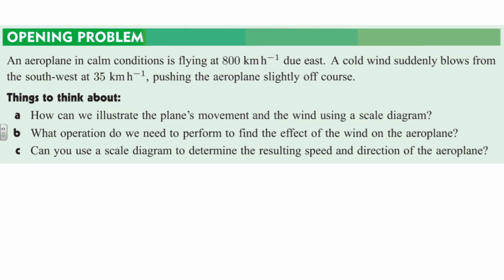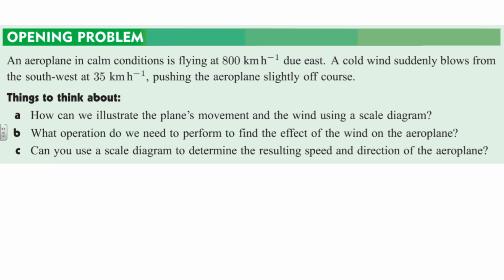So how can we illustrate the plane's movement and the wind using a scale diagram? Well, if we have a grid and we assign that each square in the grid represents a particular amount of, in this case, kilometers, then we can go ahead and make that scale diagram. And when we do that, the scale diagram would show you that 800 kilometers per hour is much, much more impactful than that 35 kilometers per hour wind that is happening, but it would in fact happen and it would affect it slightly there.